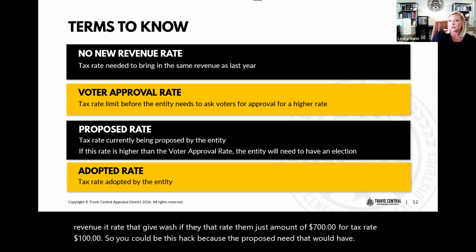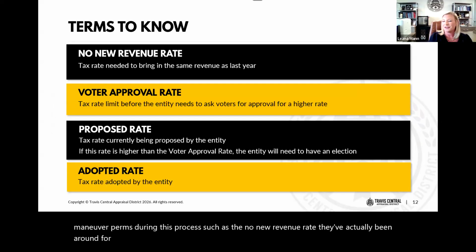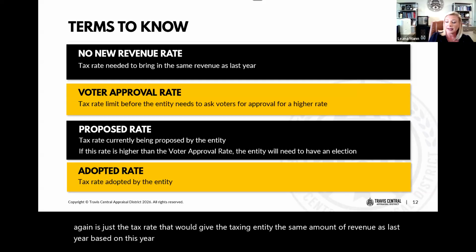So those terms that are used during this process, such as the no new revenue rate, they've actually been around for many, many years, but we've changed the title to them. So the no new revenue rate, again, is just the tax rate that would give the taxing entity the same amount of revenue as last year based on this year's property values. And again, anything adopted above that no new revenue rate is a tax increase.